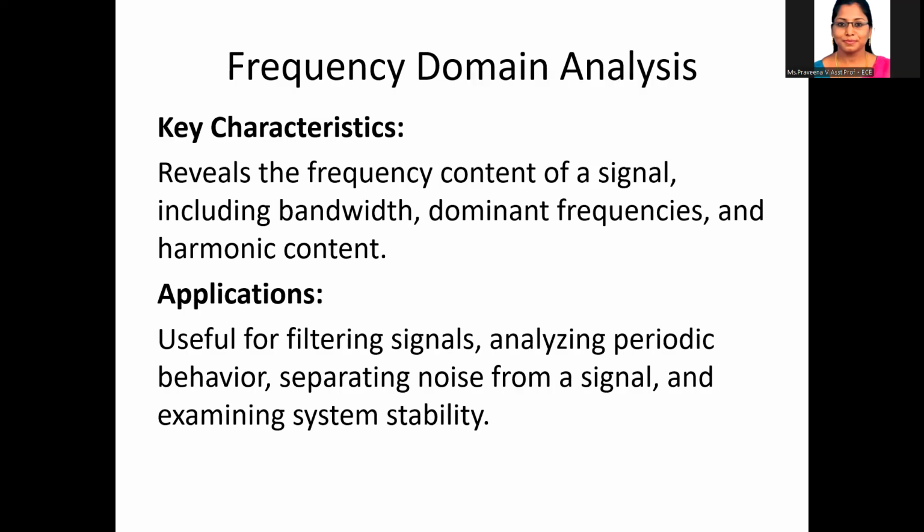The important parameters in frequency domain analysis are gain margin, phase margin, bandwidth, and resonant frequency. Gain margin is expressed in decibels, dB, phase margin is expressed in degrees, and bandwidth is the difference between the upper cutoff frequency and the lower cutoff frequency. The important tools used for time domain and frequency domain analysis are the Bode plot, Nyquist plot, etc. This is the main difference.